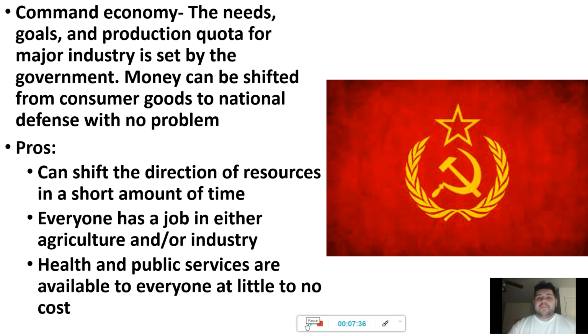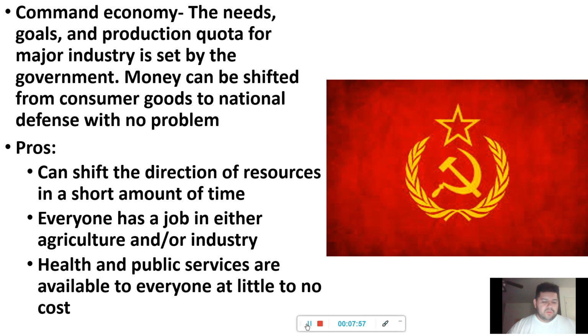So the command economy. Now, this one's interesting because the needs, the goals, and the production quota for a major industry are set by the government. They control it all. Money can be shifted from consumer goods to national defense like that.